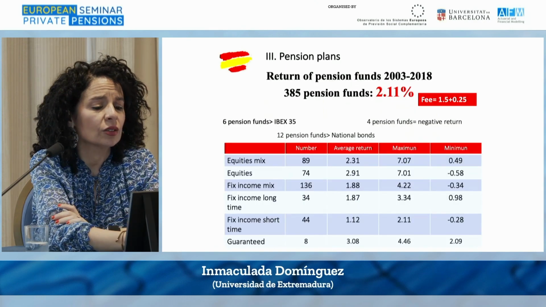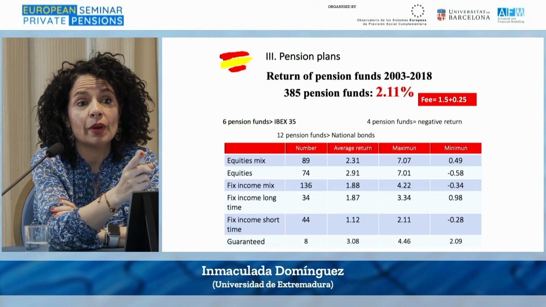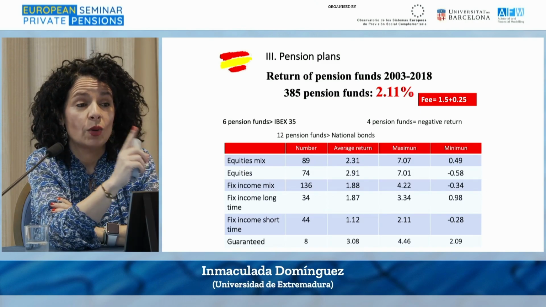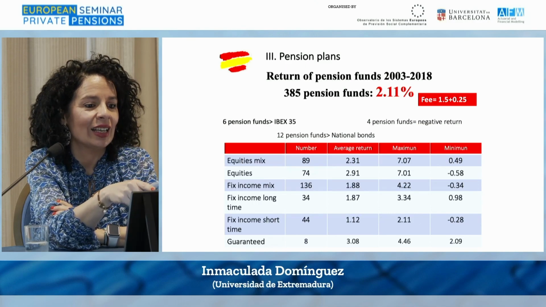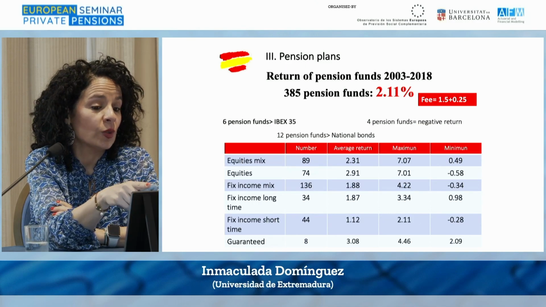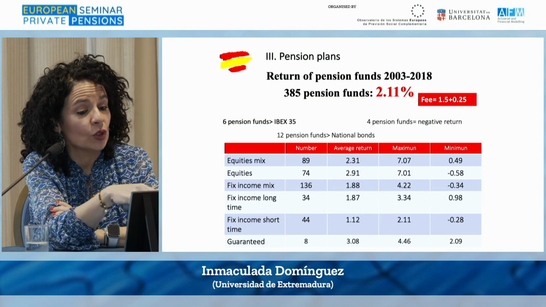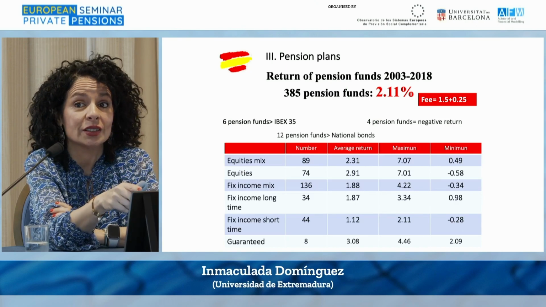This is important to know what happened with the return, because remember the amount that I told you in relation to the public pension: you pay €1 and you receive a lot of money. What happened in the private? In this period you receive around 2% of return. But don't forget that you have to pay the fee.